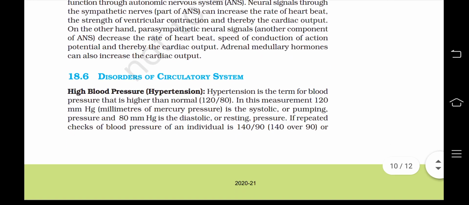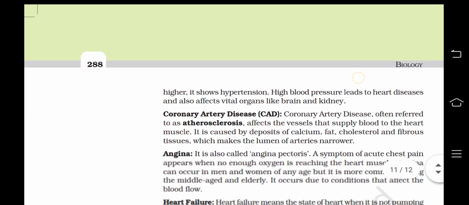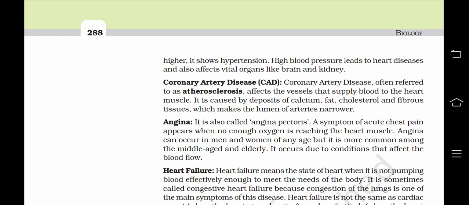Now, disorders of the circulatory system. First is high blood pressure or hypertension. Hypertension is the term for blood pressure that is higher than normal, 120 by 80. In this measurement, 120 mm of Hg, mercury, is the systolic or pumping pressure, and 80 mm of Hg is the diastolic or resting pressure. If repeated checks of blood pressure of an individual are 140 over 90 or higher, it shows hypertension. High blood pressure leads to heart diseases and also affects vital organs like the brain and kidney.